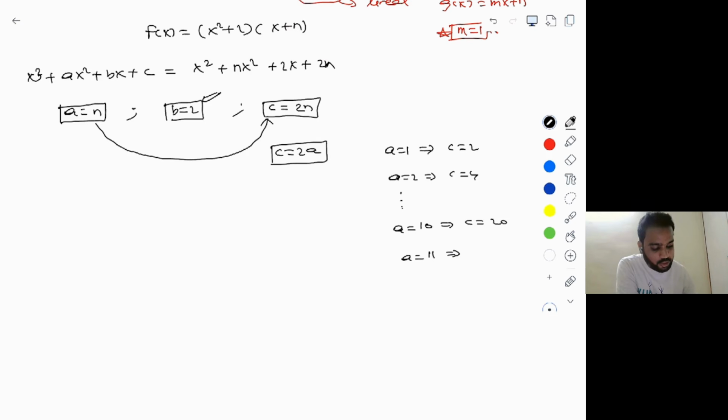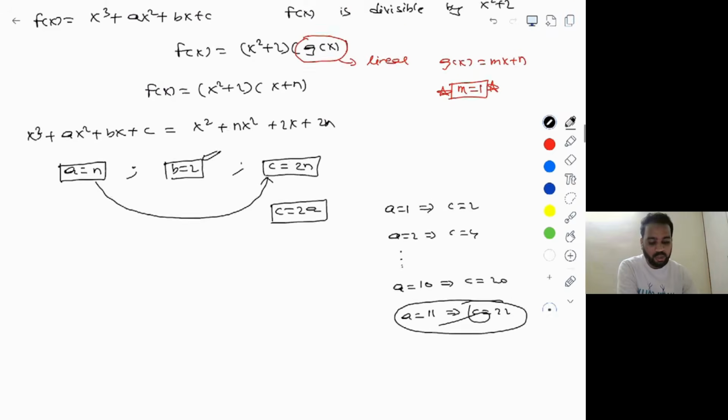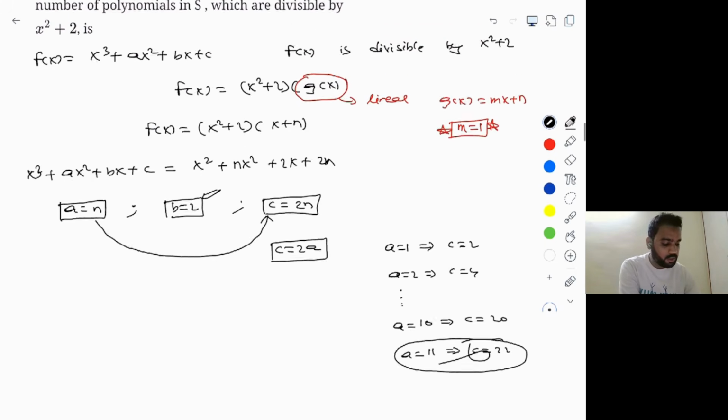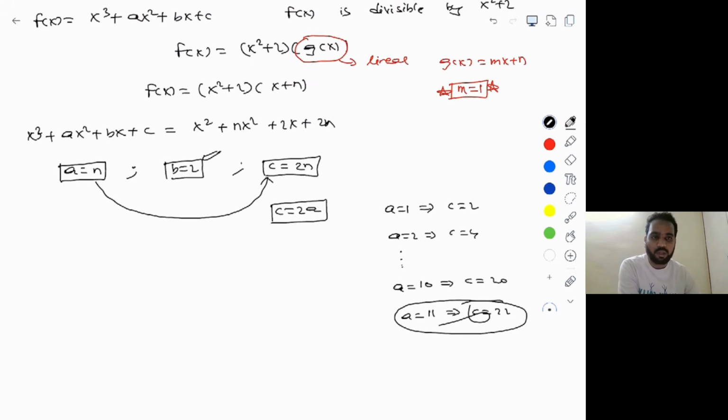Because if a is equal to 11, what happens? c will be equal to 22. And we know from the question that a, b, c should be less than or equal to 20, which means only 10 combinations of a and c are possible. I'll mention that also. So only 10 combinations of a and c are possible. But let's keep in mind b is always fixed, which is equal to 2.